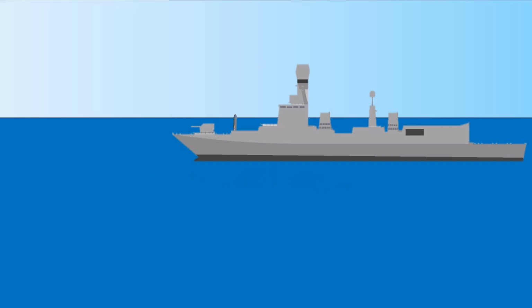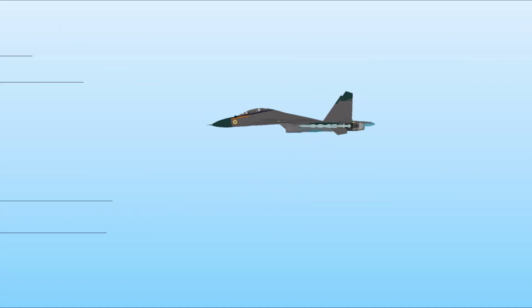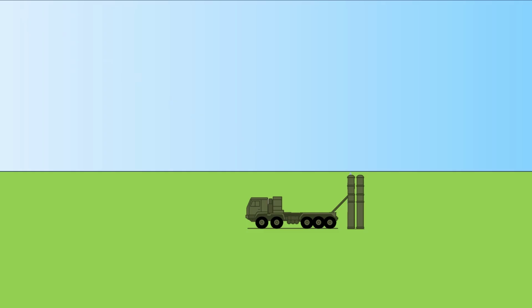It can be launched from a ship, at other ships, or at targets based on land. It can be launched from the Sukhoi Su-30. It can be launched from a transporter erector launcher from land as well. Besides, it can also be fired from submarines. The missile can fly at 15,000 meters, or if need be, even 5 meters, which is called sea skimming.